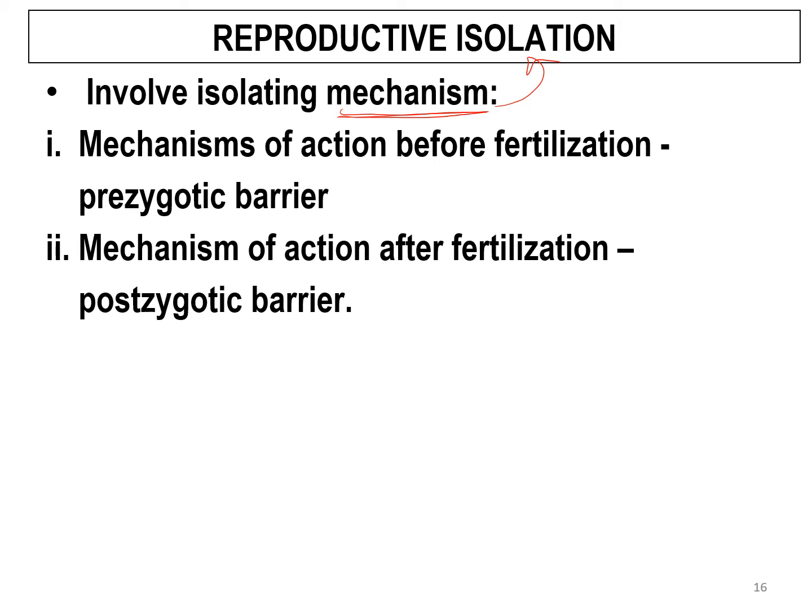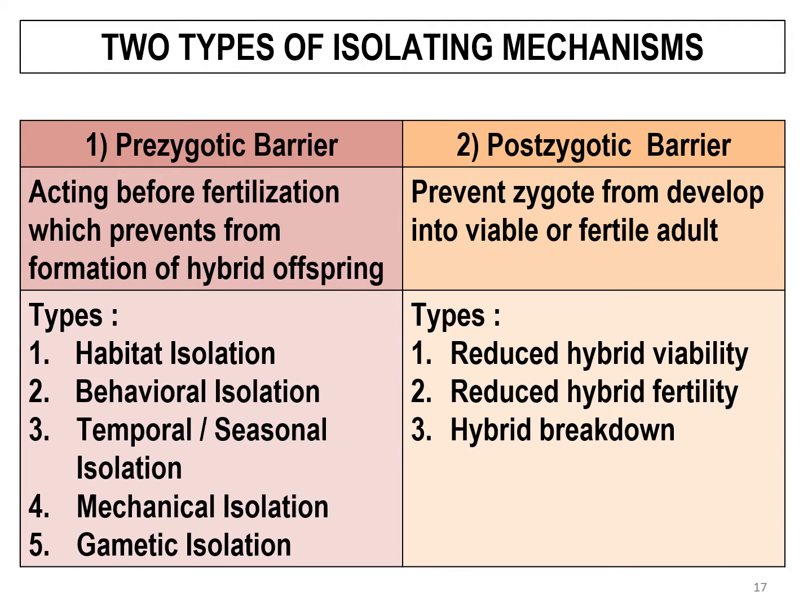So, mekanisme dia ada pre-zygotic barrier. Pre maksudnya sebelum zygote terbentuk, ataupun post-zygotic barrier. Mekanisme setelah terbentuk zygote tetapi berjaya juga menghalang generasi baru terbentuk. Nanti kita tengok. Okay, untuk pre-zygotic barrier, apa-apa yang menghalang persenyawaan berlaku, menghalang zygote terbentuk, menghalang gabungan sperma dan juga ovum. Itu pre-zygotic. So kita tengok, acting before fertilization which prevent formation of hybrid offspring.